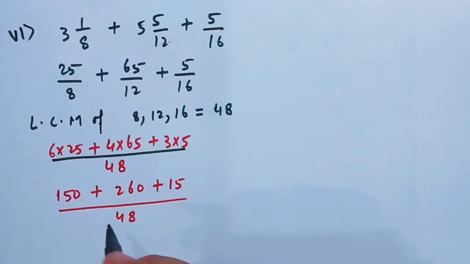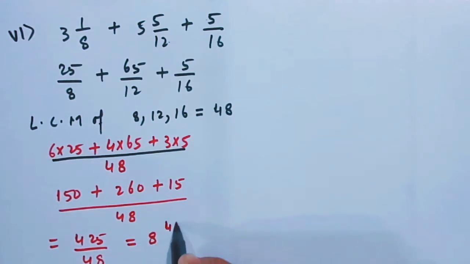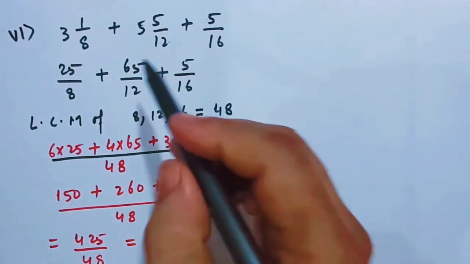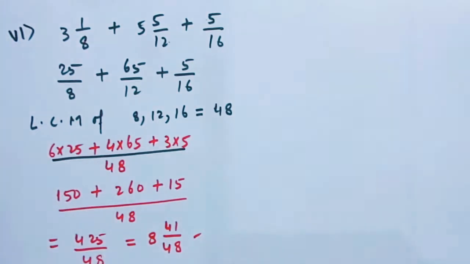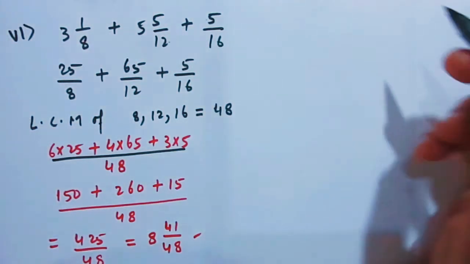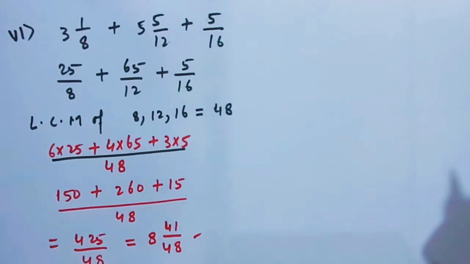So this will give you how much? When you solve it, you will get a value 425 by 48. Let's divide. So on dividing, you will get 841 by 48 is your final solution. You will have to convert this into mixed number form. Because they have given, see, these numbers are in mixed number form. So try to answer them in the same language in which they have asked you or they have given you.